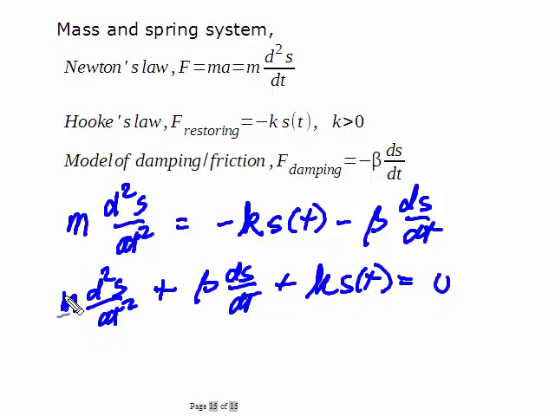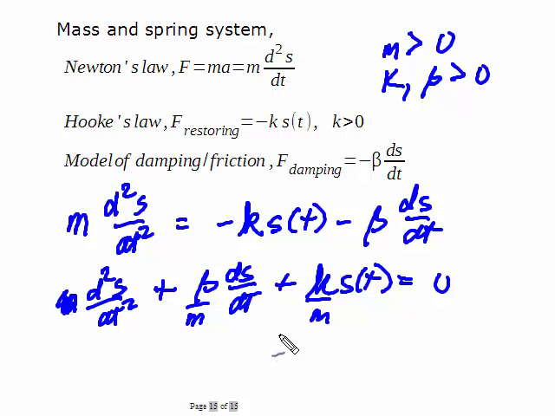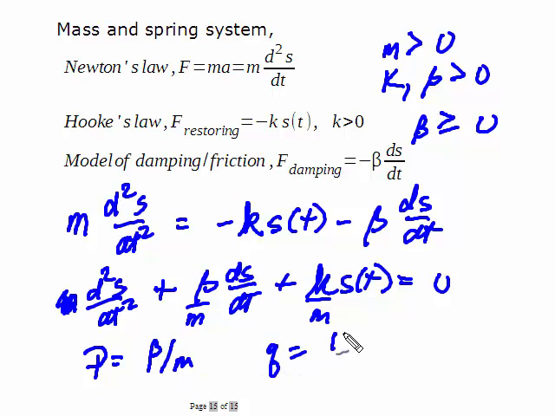And now if we want standard form, we want the coefficient of the second derivative to be 1, so we divide by mass. Again, mass is strictly greater than 0, and so are k and beta also. Okay, I should write beta is greater than or equal to 0, because if it happens to be 0, then that's where you get the purely oscillatory case. And now we have the same situation we had before. Here's our identification: beta over m for P, and Q is k over m.